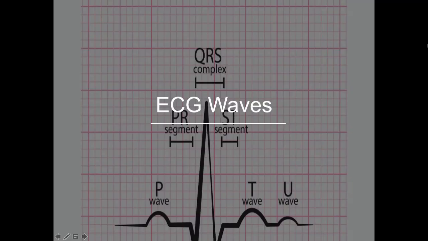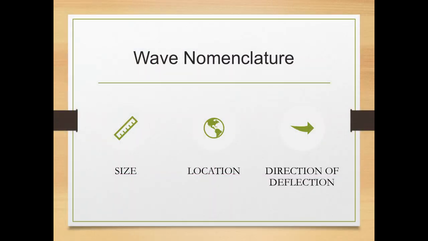All right, moving forward in this course, we're going to be talking about waves and the nomenclature of these waves. So we're going to name them dependent on size, dependent on location, and dependent on direction of deflection. So are they positive? Are they negative? Are they big? Are they small? Are they isoelectric? Where are they in the sequence of things? So that's how we're going to name our waves.